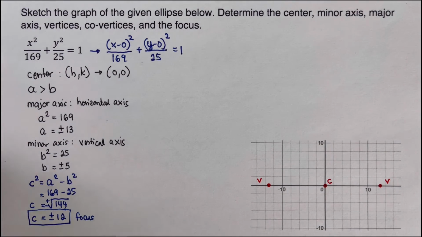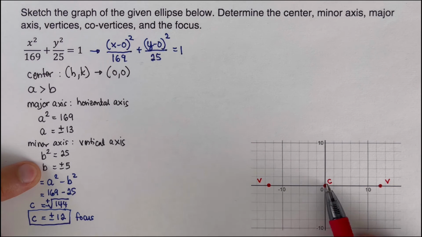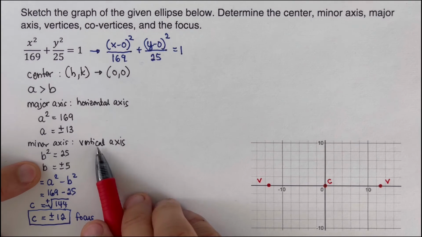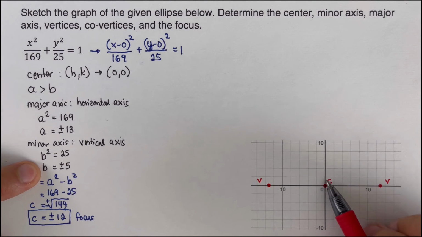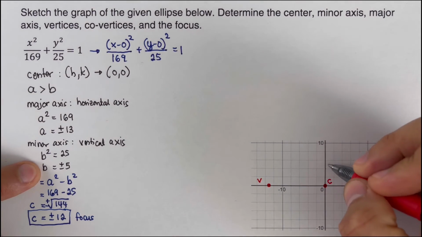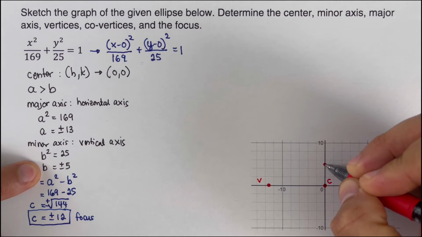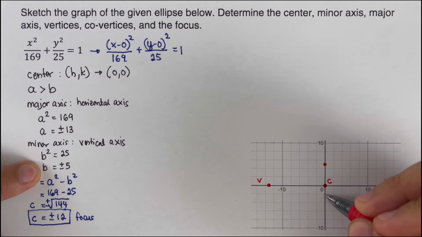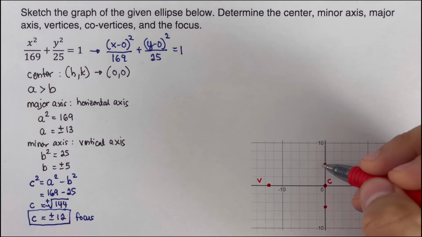And then we sketch the location of the b. So the b is plus or minus 5. It's along the vertical axis. So that's going to be 5. So 2, 4, 5. It's going to be in between 4 and 6. And we do the same thing on the other side. So then we are now ready to sketch the ellipse.